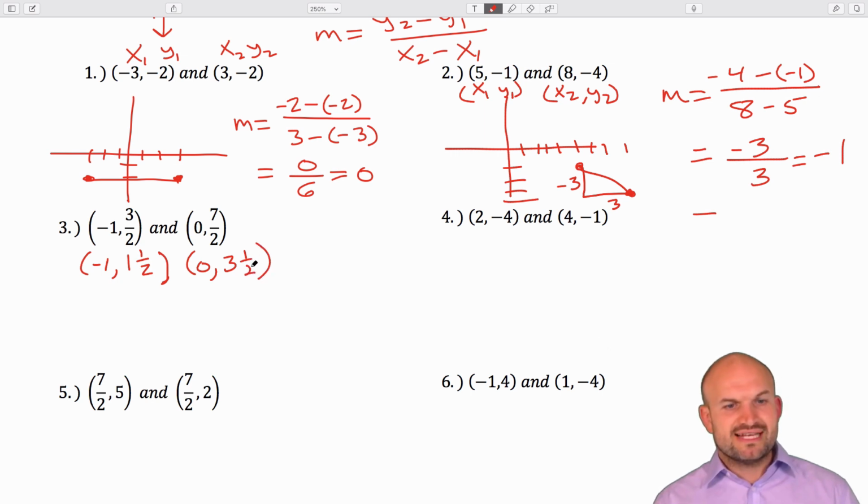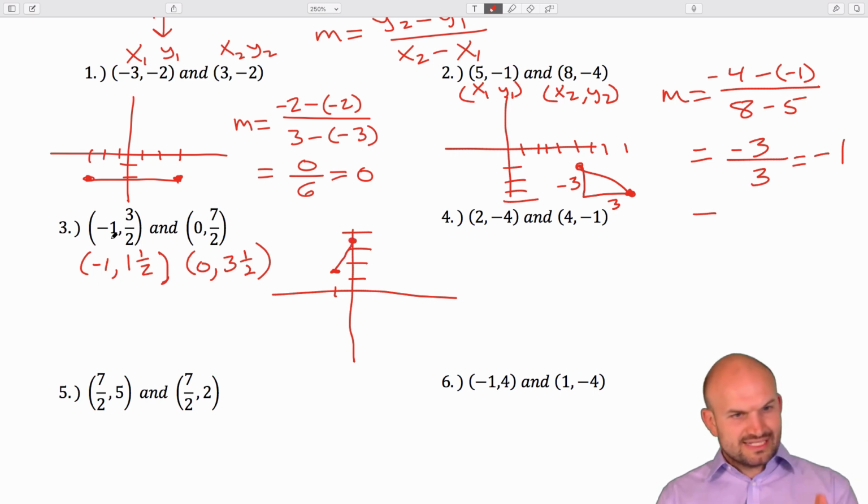So I'm just going to do that because I told you I would graph them. So I kind of stuck to my word, graphing fractions. So we have -1 and 1.5 between 1 and 2. And then we have 0, 3.5, between 3 and 4.